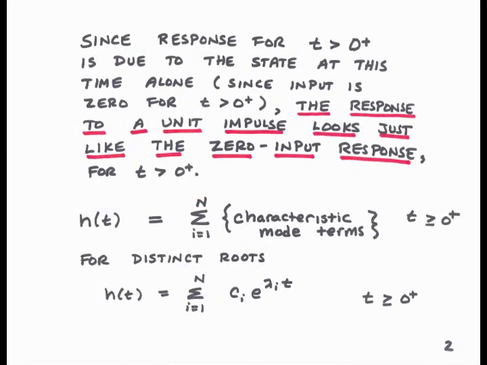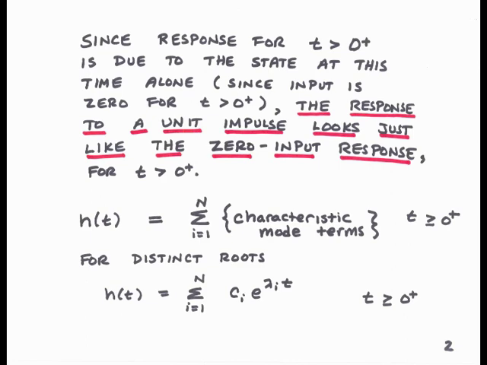This is an important point, so let me emphasize it. The response for time t greater than 0 plus is due only to the state at time 0 plus, since there's no input acting for this time or any time later. That means the response to a unit impulse looks just like the 0 input response for times greater than 0 plus, and we know that the 0 input response is going to be the sum of characteristic modes. So we know that the unit impulse response looks like the sum of the characteristic mode terms for all time greater than 0 plus.